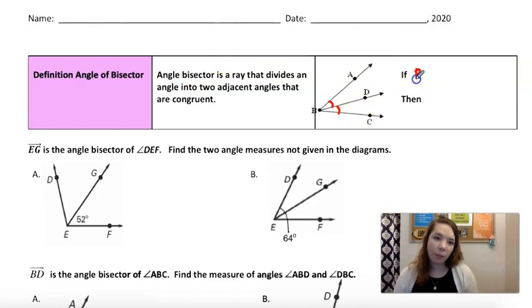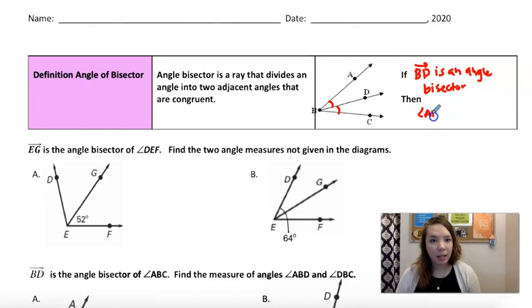So if BD is an angle bisector, then that means angle ABD is congruent to angle DBC. But these two smaller ones are the same measure.